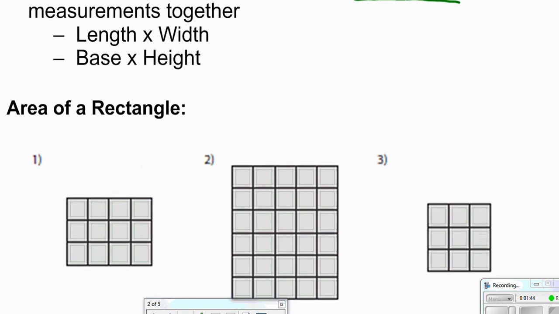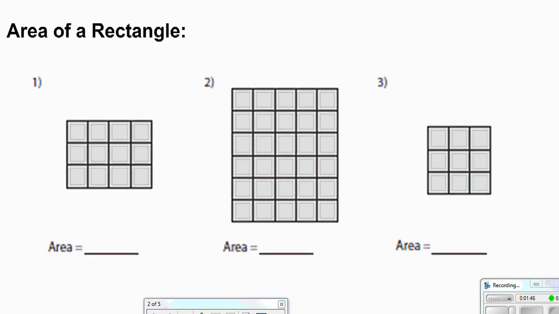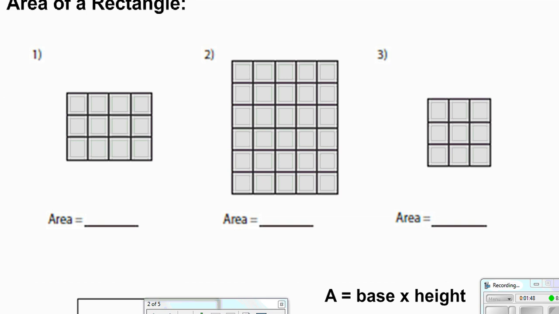Taking you way back, the first way we learned to calculate area is we said draw a shape on grid paper and count the squares. So on the first one, we would count 1, 2, 3, 4, 5, 6, 7, 8, 9, 10, 11, 12. So the area is 12 units squared.